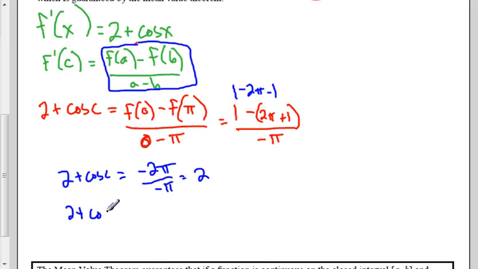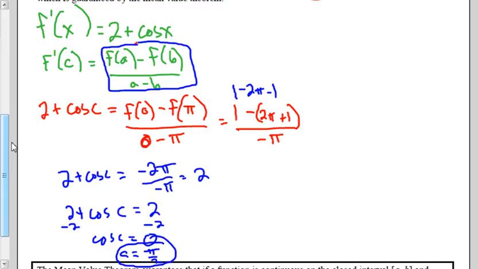So I get 2 plus cosine c equals 2. Subtract 2 from each side. I get cosine c equals 0. And I know, again, it's going to be at 90 and 270, but since it's between 0 and pi, it's going to be at 90. So c equals pi over 2.